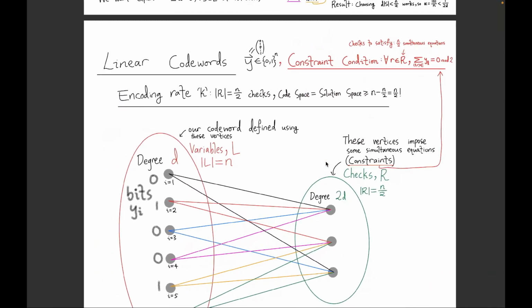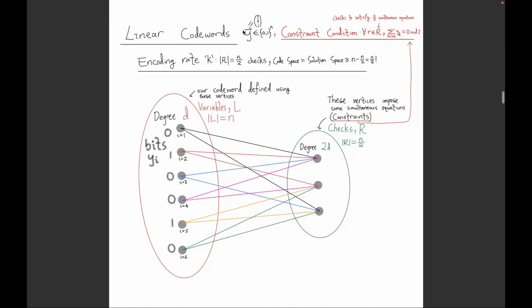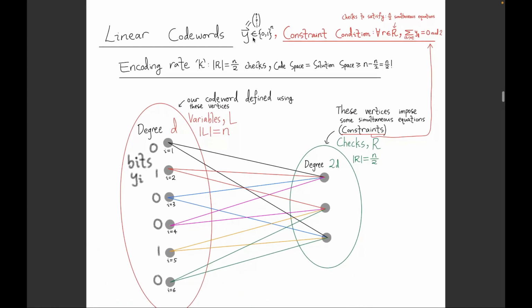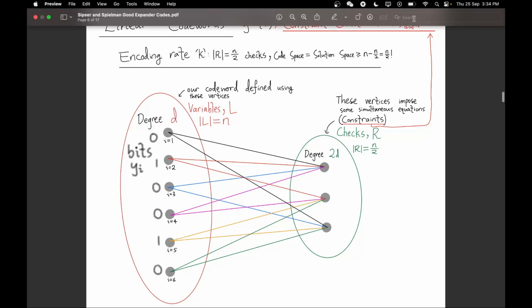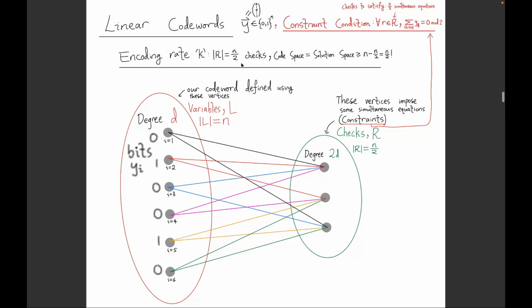Okay, now let's define what the linear code words of this code space are. So we're going to consider vectors y, right? They're vectors of linear code words, and then we're going to impose simultaneous equations, like I said. Essentially there are n/2 simultaneous equations, and they say that looking at any check vertex on the right side, I want to add up the bits on the left side that the check is connected to, and these have to add up to 0 modulo 2. And because we have n/2 such checks on the right side, we have n/2 simultaneous equations. The code space is the solution space of these linear equations, which is n minus the number of simultaneous equations, so we get at least n/2 for our encoding rate k, which is already proportional to n.